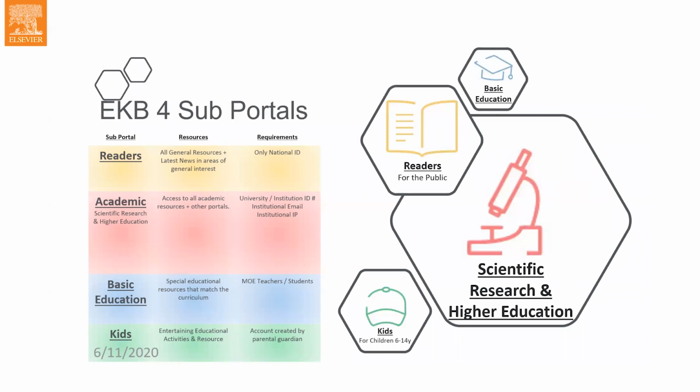The requirements for the reader portal are just any email and national ID. Academic has additional requirements, including the university or institutional ID for students, or having an institutional email or access to the institutional internet network or IP range to verify as a staff member. So the lower two are for staff members. The first one is for students.